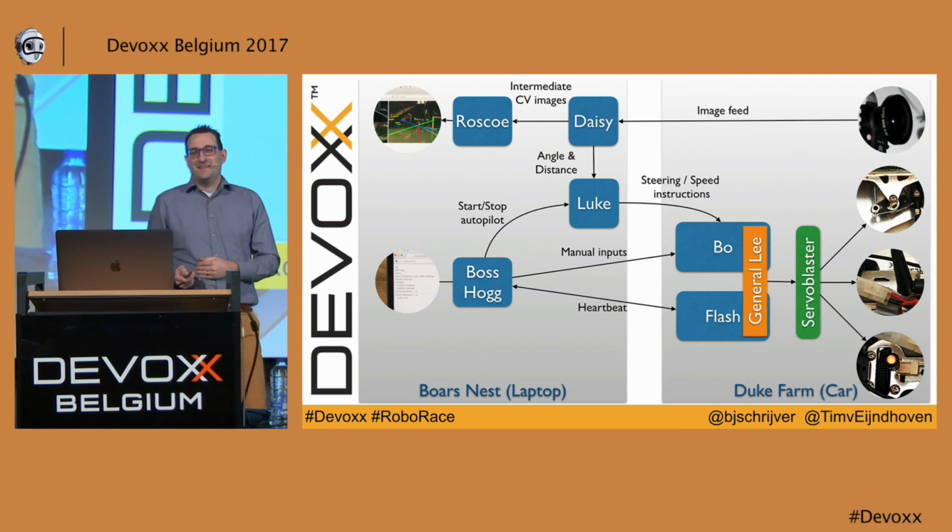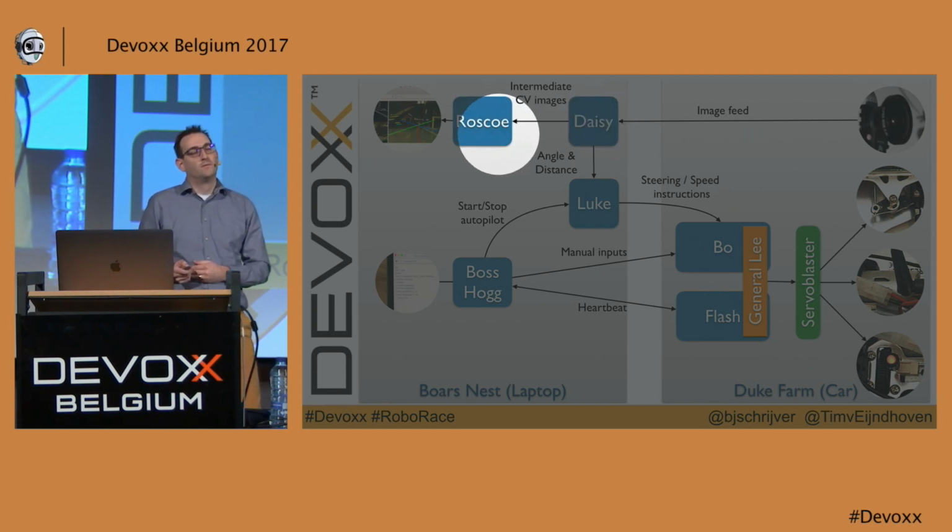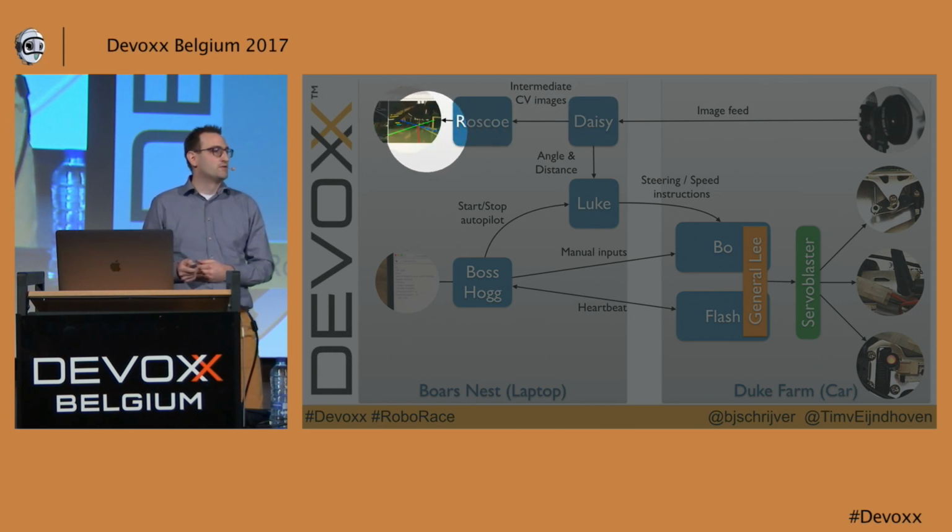So the code that I showed you is in Daisy, actually. Daisy takes the input from the camera and does the image processing on that. And we have a debugging service, Roscoe, which ties into Daisy and provides those images to our UI. This is not necessary for driving, but it's necessary for us to see what's happening.